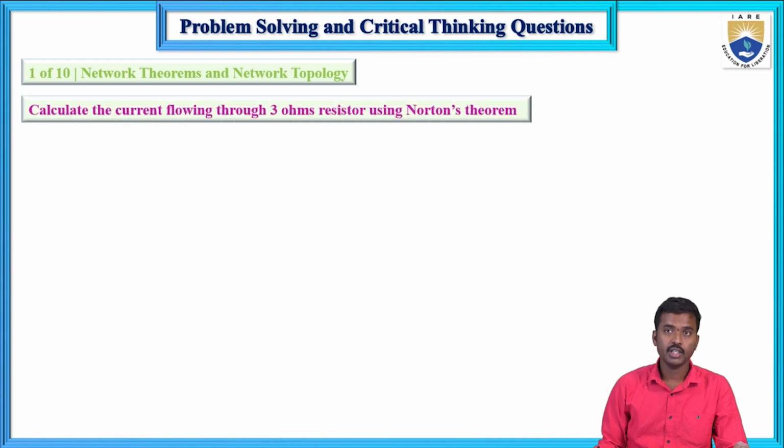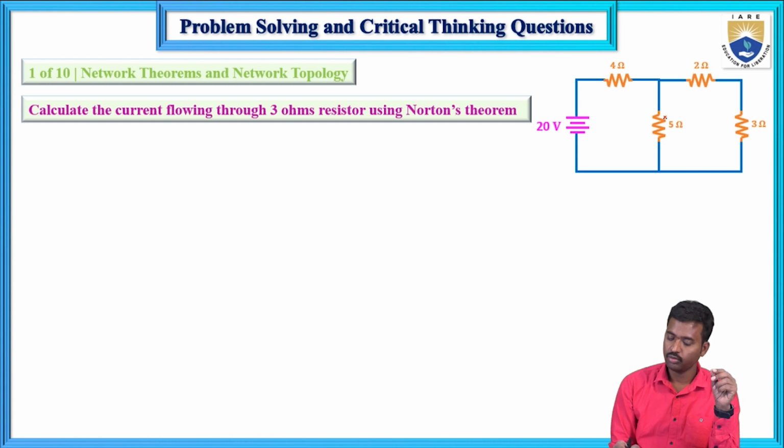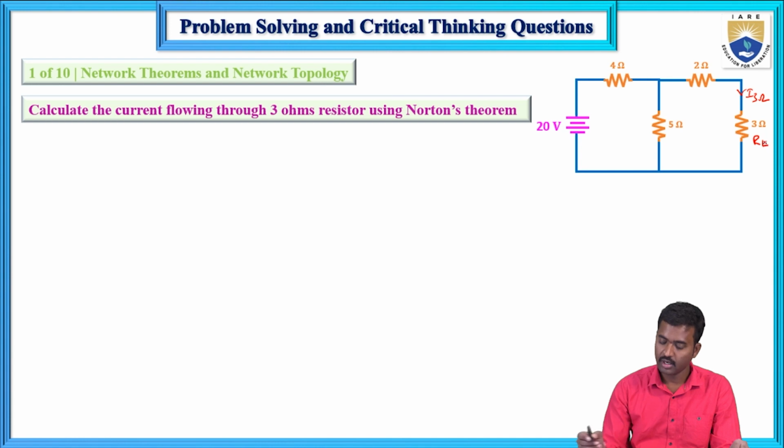The first question: calculate the current flowing through the 3 ohms resistor using Norton's theorem. In the given network, the elements are four resistors and one voltage source: 4 ohms, 5 ohms, 2 ohms and 3 ohms, and 20 volts is the voltage source. Here the 3 ohms is the load resistance, RL. RL means where you want to find out the current in a network.